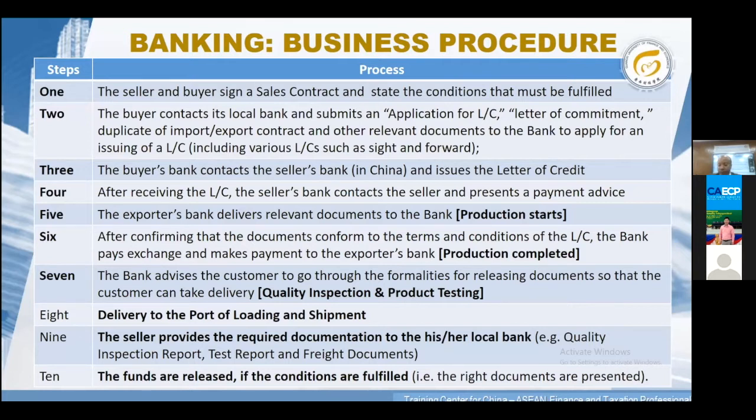Payment advice is like telling him or her when it can be cashed. I mean, changed into money or transferred into your account. It doesn't have to be cash per se. And then step 5, the exporter's bank delivers relevant documents to the bank. And this is where production is starting, because you remember that if you are buying things that have not been made, there's no finished product available, then that production is starting now.